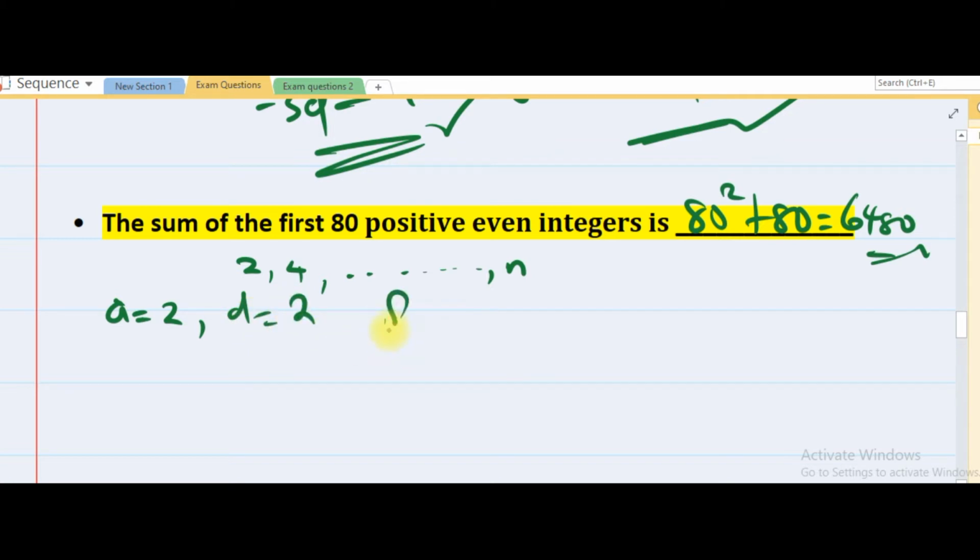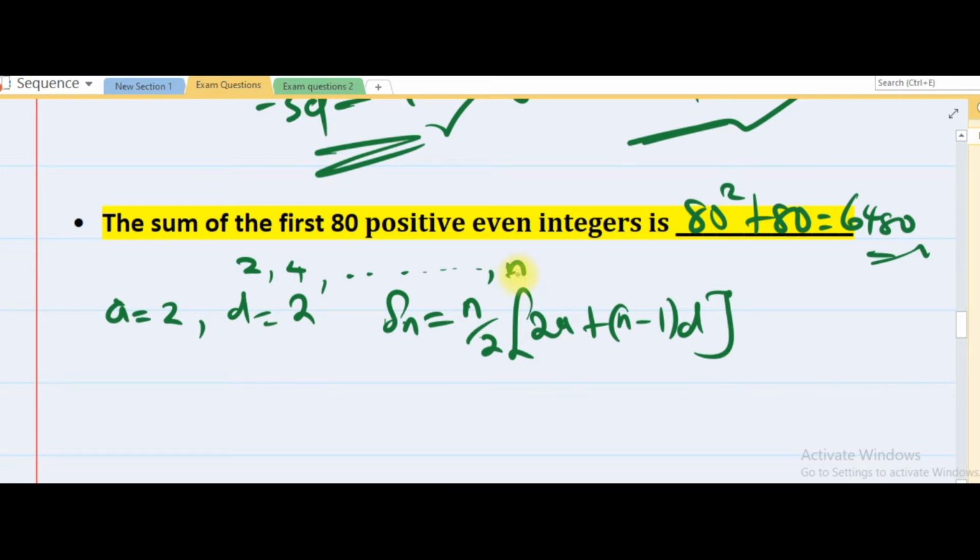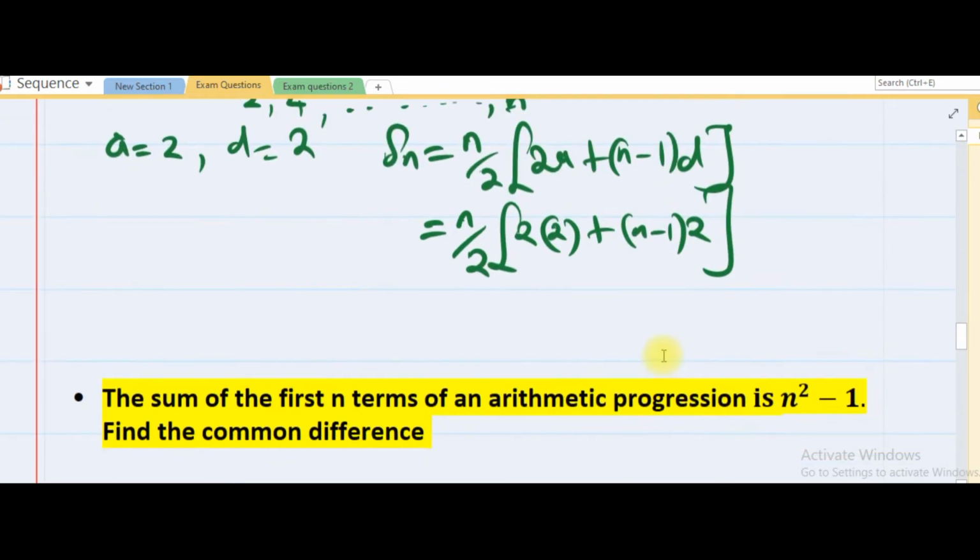So the sum of the first n terms equals n over 2 times 2a plus n minus 1 d. Do you remember the formula? There is also n over 2 times first term plus last term, but we don't know the last term. That's why I use this. So we have n over 2 times 2 times 2 plus n minus 1 times the common difference, which is also 2.